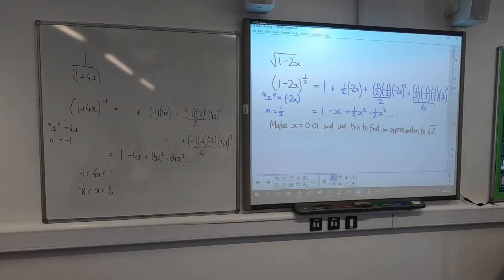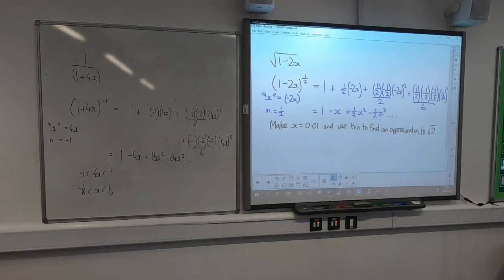Quite pretty, this. Unfortunately, if we did work out the next term, the fun is over. It no longer carries on with halves. But yeah, so we've got this. So now what we're asked to do is something rather odd. We're asked to make x equal to 0.01.